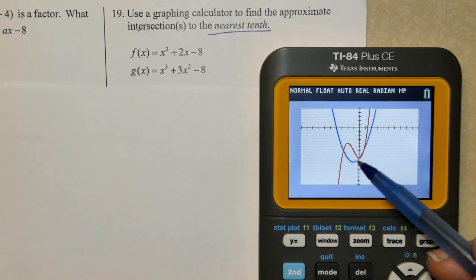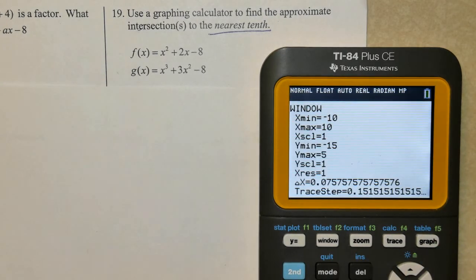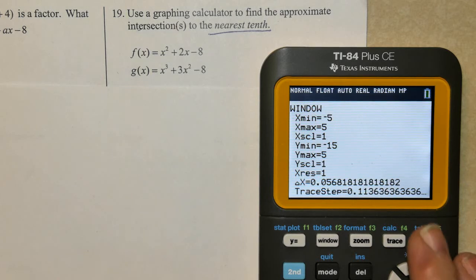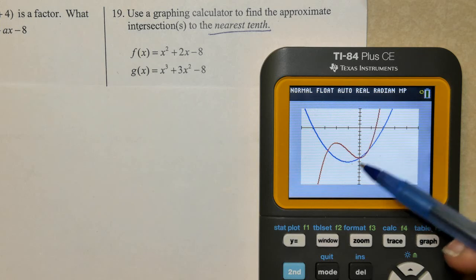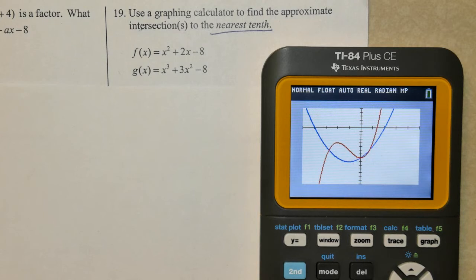Still, I believe that it's hard to see here. I'm going to take this and go from negative 5 to positive 5 and see, as I try to zoom in here. Okay, now I can see there's 1, 2, 3. There's actually 3 intersection points. So how do we find those?